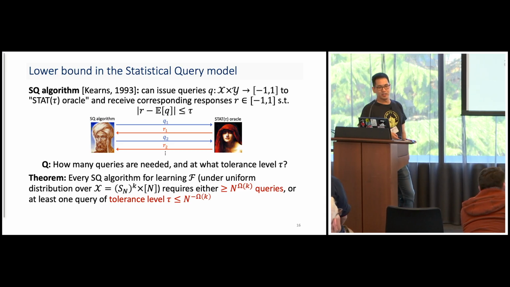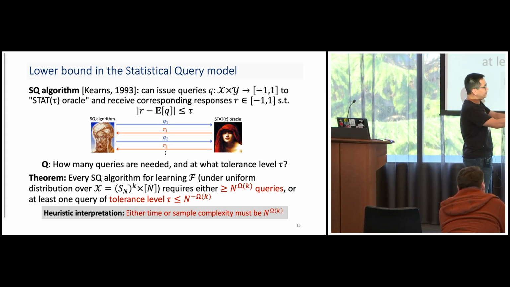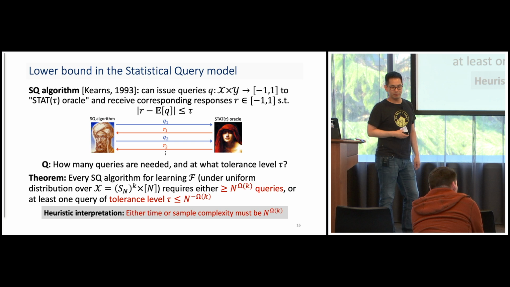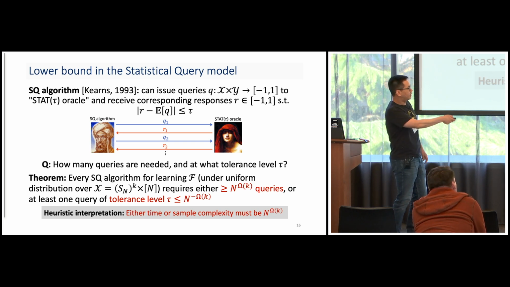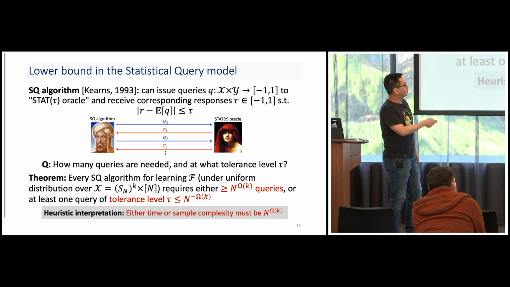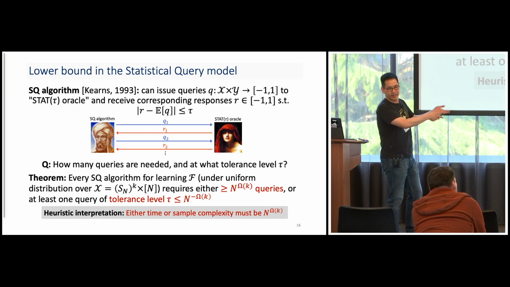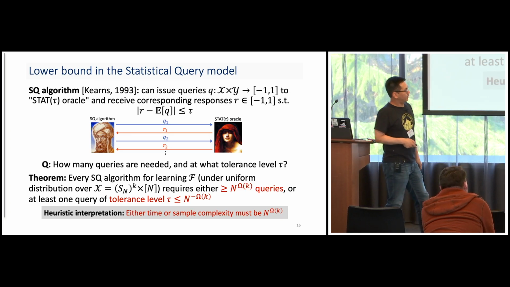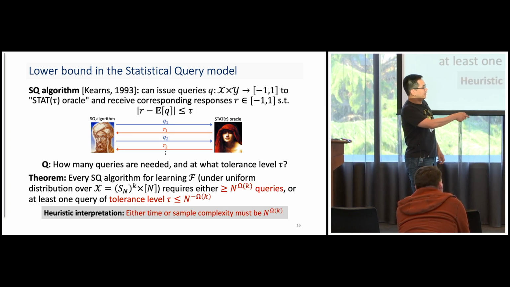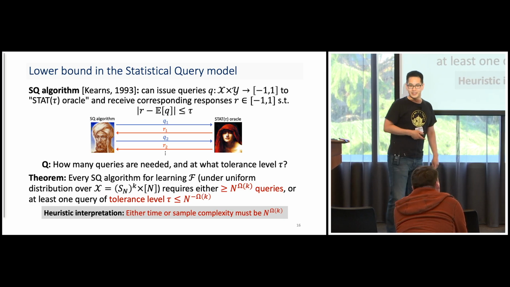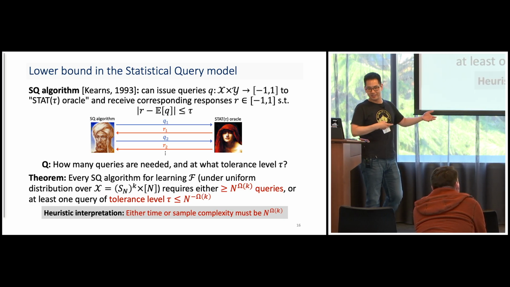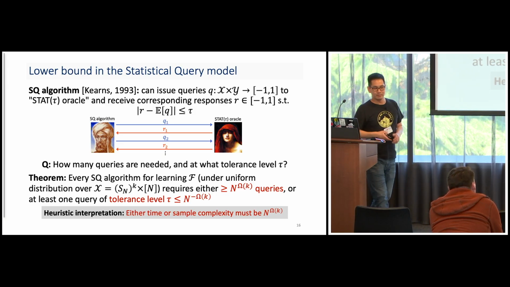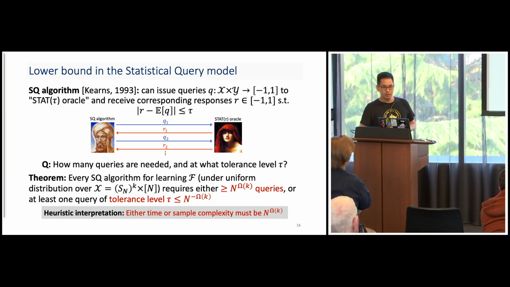So the way you usually interpret this is that the number of queries you make is a lower bound on how much time your algorithm is going to take. So either you need at least this much time, or you need enough data so that you can answer a very low tolerance query, where the tolerance is very, very small. And so a rough heuristic would be that, if this is the error you want in your estimation, you'd better have the inverse that many samples, so like n to the k samples.